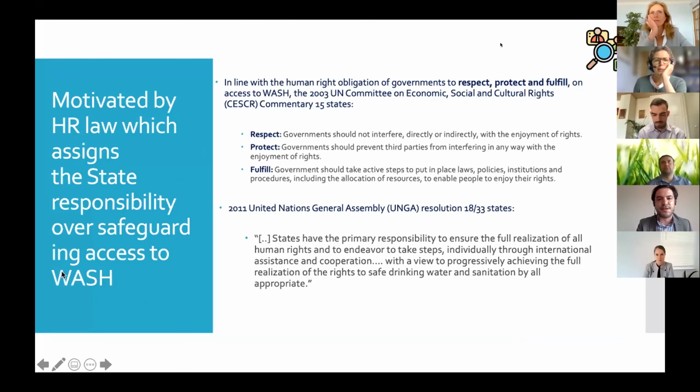Our research is in great part motivated by the human rights literature, which assigns the state the responsibility for safeguarding and guaranteeing the right to clean and adequate water and sanitation. This slide includes two of the major landmark pieces of human rights literature published on the subject. Commentary 15 to the UNCESCR is probably the anchor piece on the subject, as it lays out the general legal obligation of the state to respect, protect, and fulfill the right to water and sanitation. Future pieces, like the 2011 United Nations General Assembly resolution, reinforce the role of the state in safeguarding access to water and sanitation.